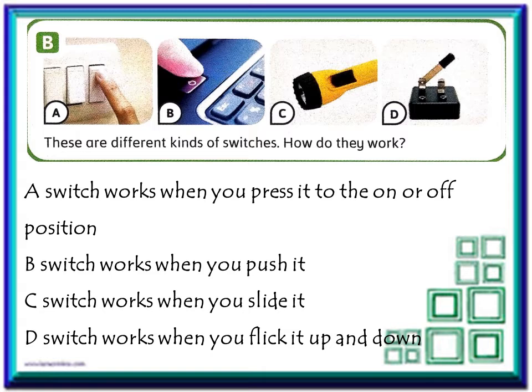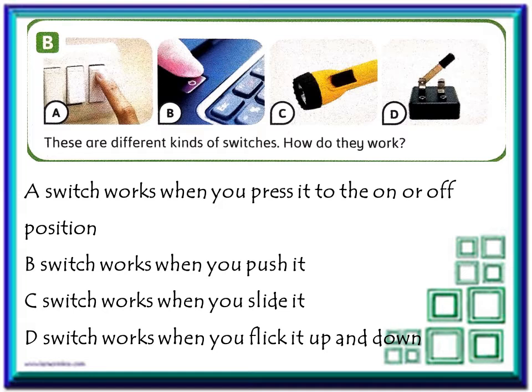In this picture, there are different kinds of switch. How do they work? Okay. In A picture, a light switch. B picture is a laptop switch. C, a slide switch in torch. And D, knife switch.